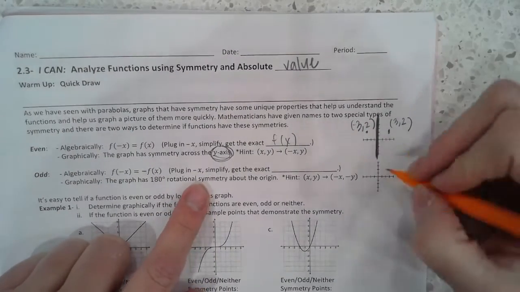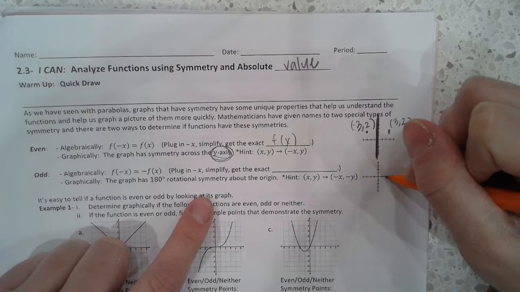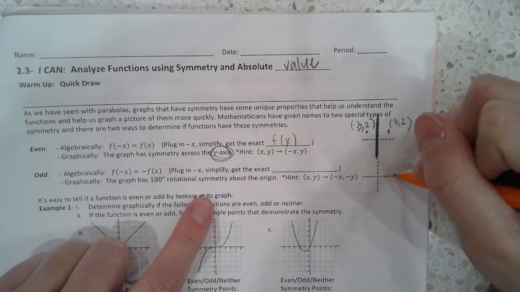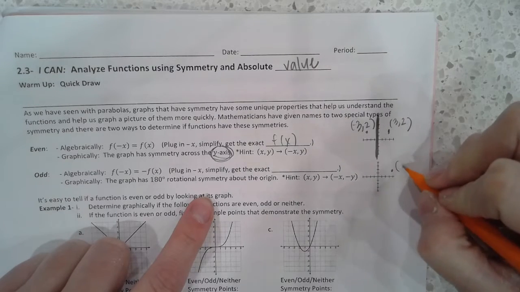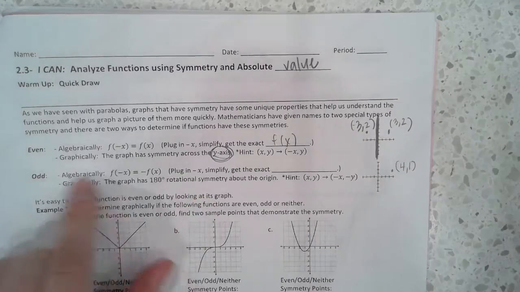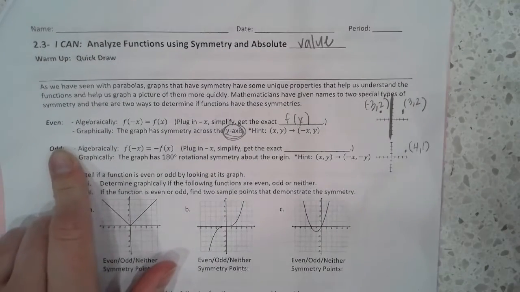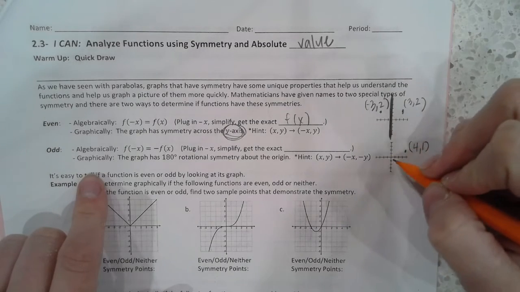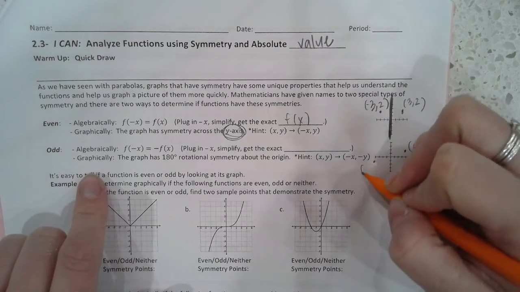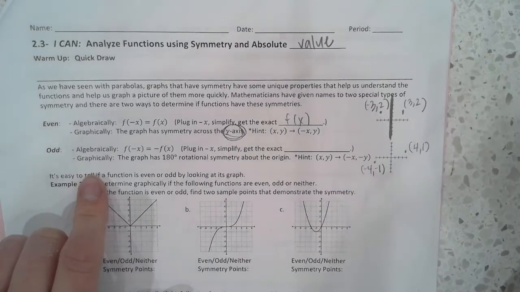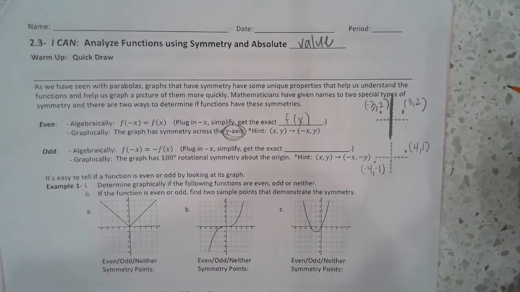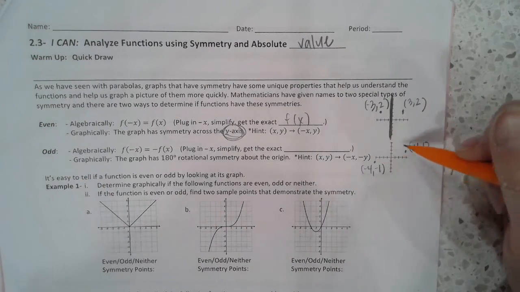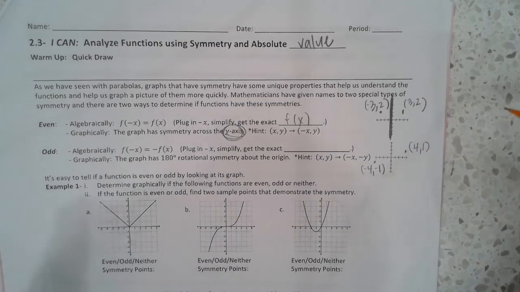For example, if I have a dot at 4, 1 here, to have an odd function, this point would have to rotate 180 degrees, so it would be at -4, -1. And we would know that it is odd based on the picture, because if I rotated my picture upside down, it would have the same shape.